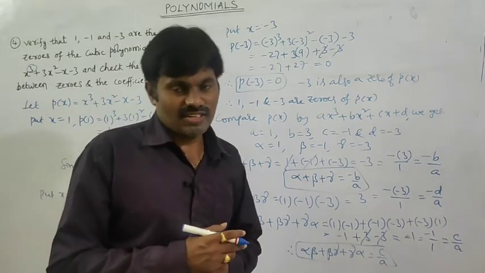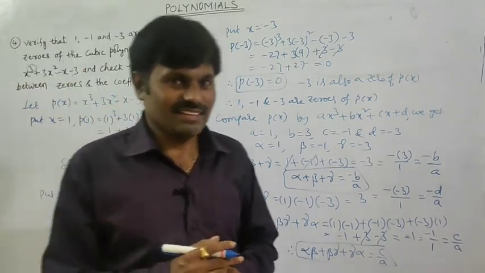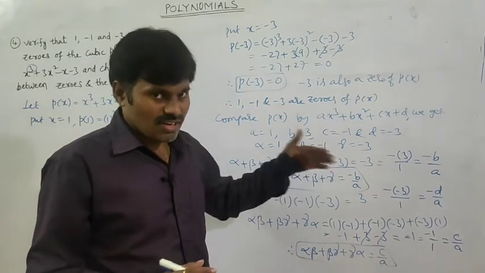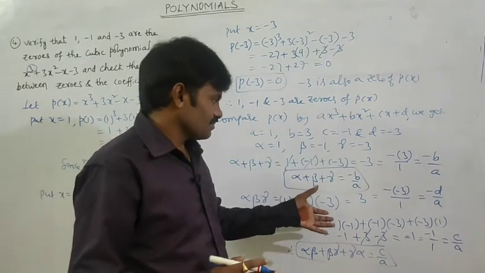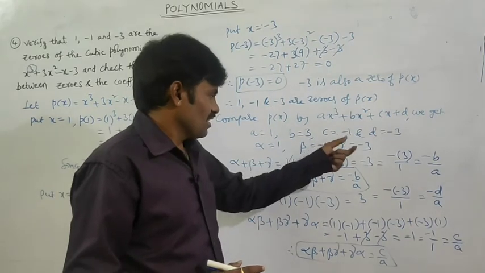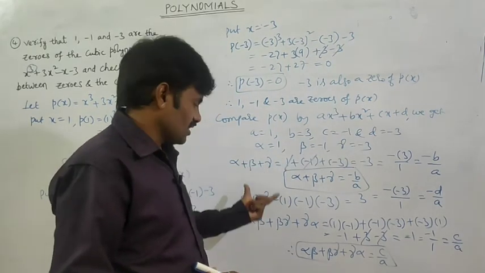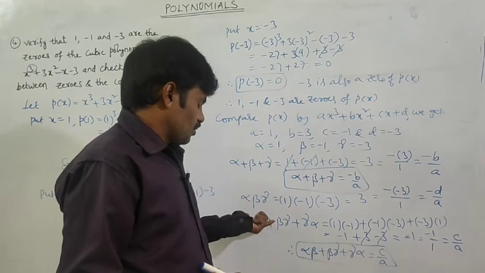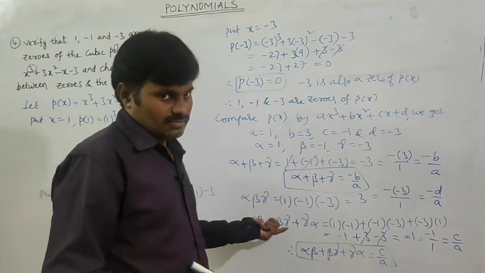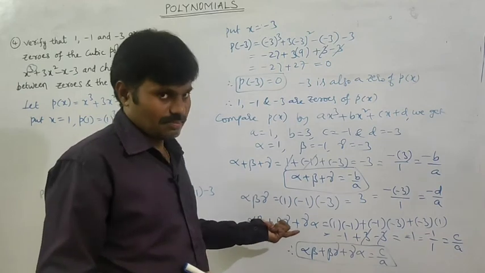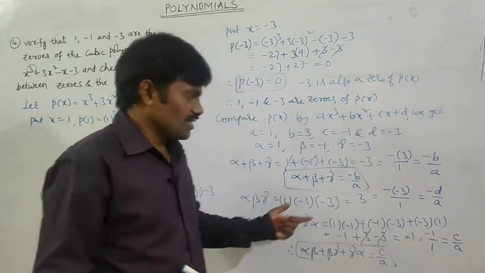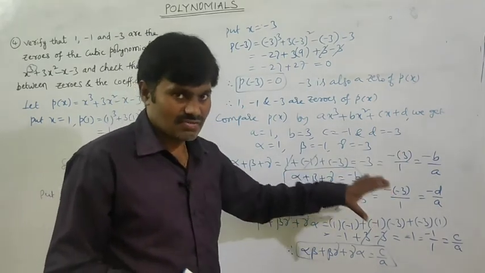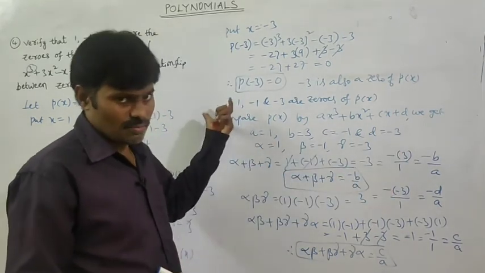Is it clear, my dear students? It is most important. Okay, very simple. If you practice 1 or 2 problems, you will get an idea of how to express the sum of the zeros, the product of the zeros, and the product of the zeros taken two at a time and their sum. These are the fixed formulas we have. We can consider these as formulas for a cubic polynomial.